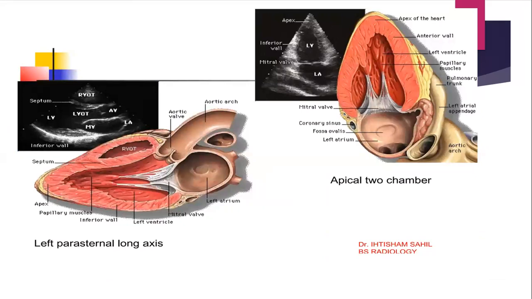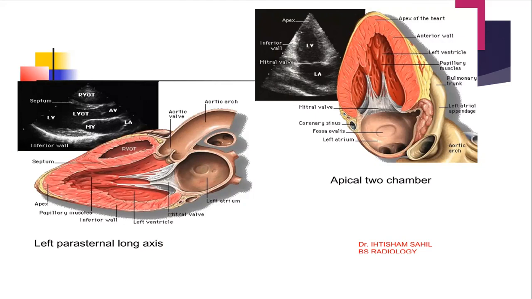So when you look at the left parasternal long axis, that is where you'll be able to see the apex of the heart, the papillary muscles, which own the valves. The left ventricle, the mitral valve, the left atrium, the aortic valve and aortic arch. The left ventricular outflow tract, you'll be able to see it. That one is represented in an ultrasound like the one up there. You can see the septum, the left ventricular outlet, the right ventricular outlet, the inferior wall, the mitral valve, and the left atrium.